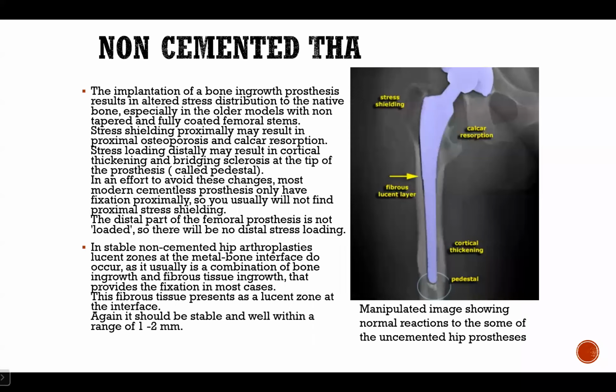In non-cemented total hip arthroplasty, the implantation of the bone ingrowth prosthesis results in altered stress distribution to the native bone, especially in older models with non-tapered and fully coated femoral stems. Stress shielding proximally may result in proximal osteoporosis and calcar resorption. Stress loading distally may result in cortical thickening and bridging sclerosis at the tip of the prosthesis, called a pedestal.